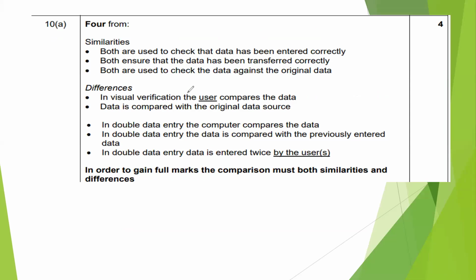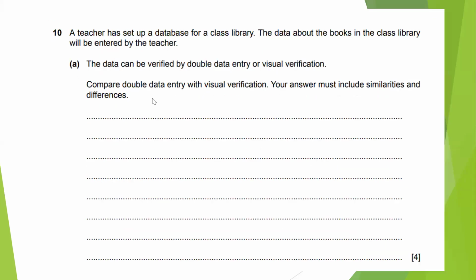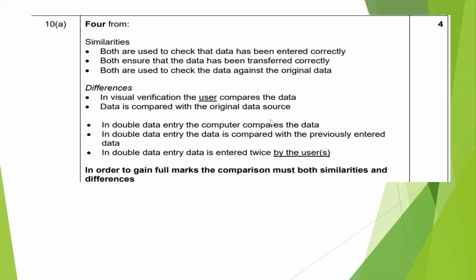This is basically similarity. Verification means you have to compare data from the original document, the original source. So how to compare? Two options, visual and double data entry. Double data entry with visual verification. So these are two methods.